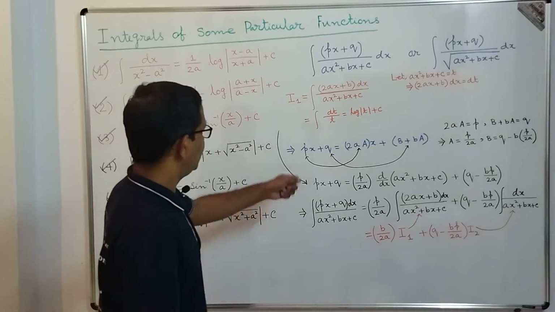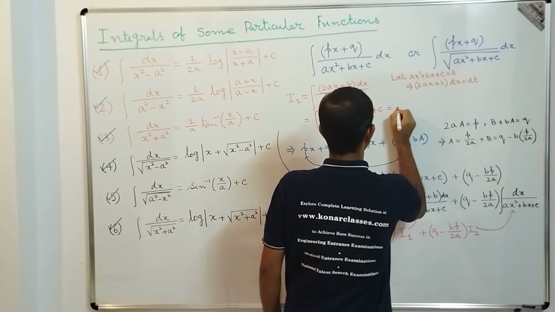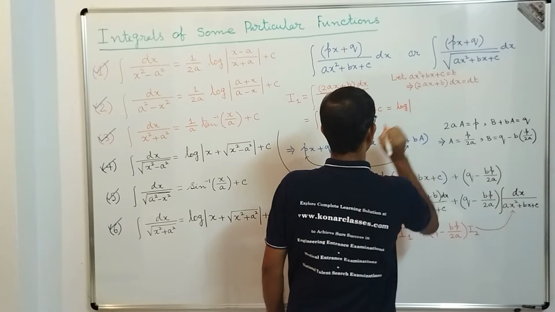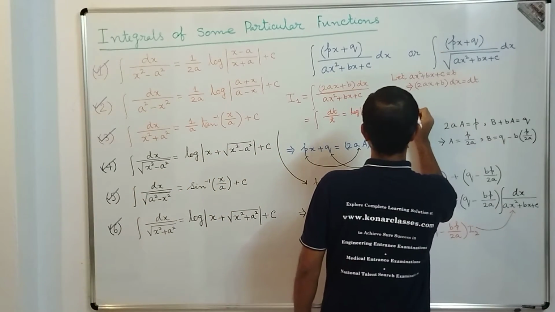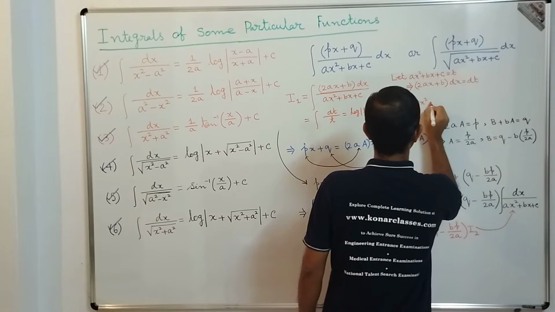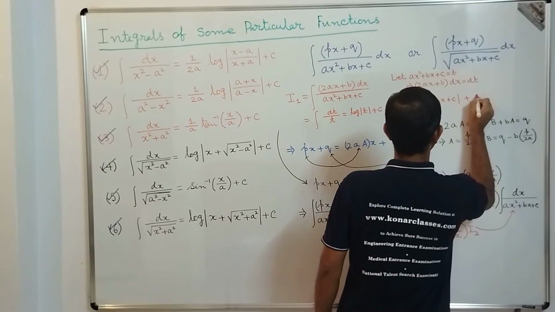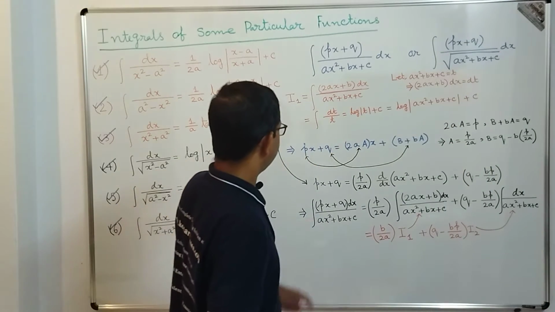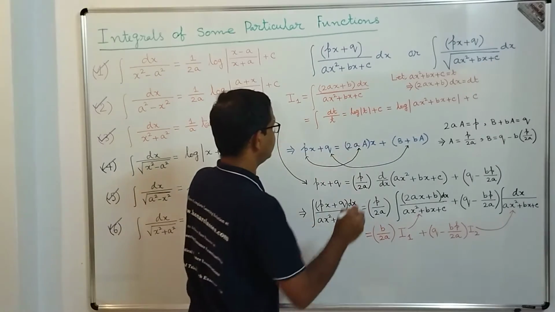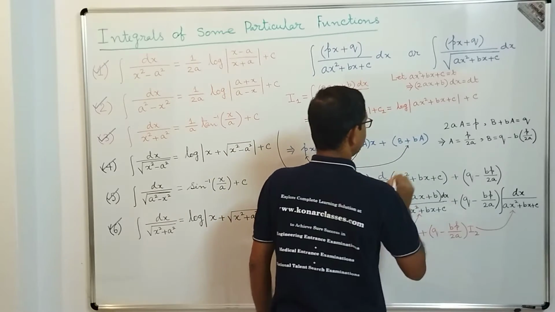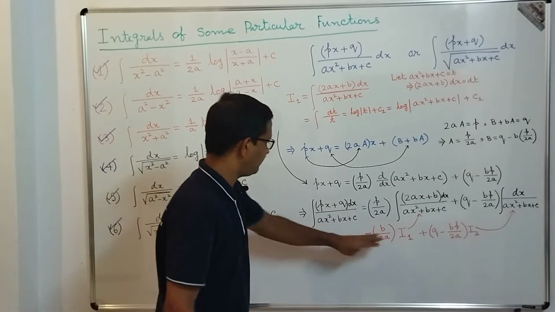Correct or not? Now what is log of mod t? We need to replace the value of t, because t was our intermediate variable. Our answer should be in terms of x. So it will be log of mod ax square plus bx plus c, plus c. In case there is a chance of getting mixed up with this c and this c, here we can write c1, which is an integrating constant. So this is the way you can find the value of I1.